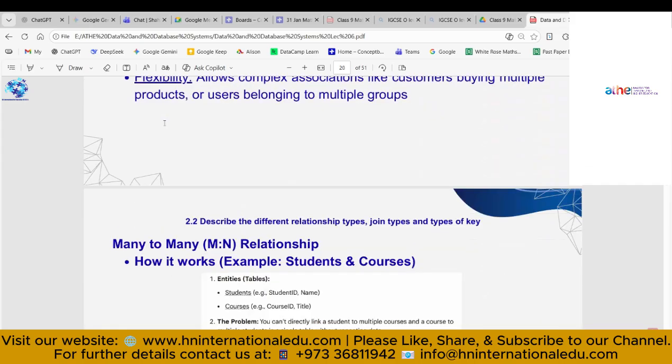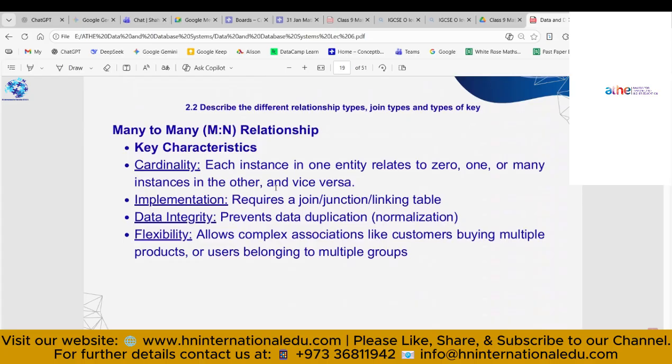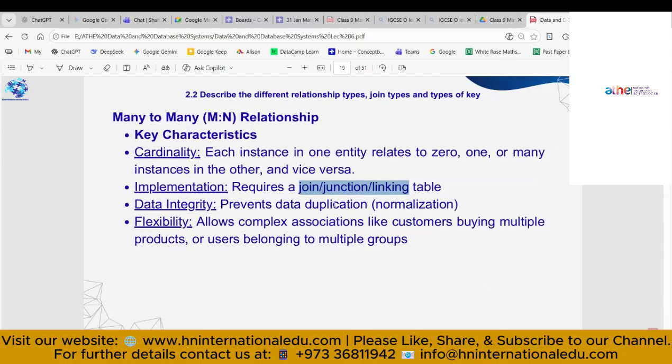And what are the key characteristics of the many-to-many relationship? First one is the cardinality. Each instance in one entity relates to zero, one or many instances in the other, and vice versa. Then implementation requires a join, junction, or linking table. We need to make a linking or join or junction table if we want to implement many-to-many relationships. Next is data integrity. It prevents data duplication, which means it does normalization. And the last one is flexibility.